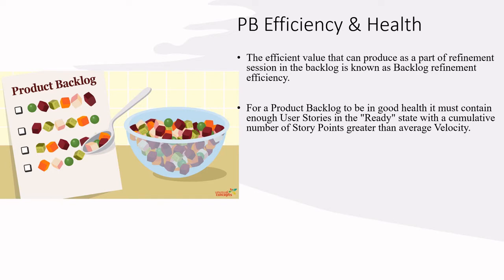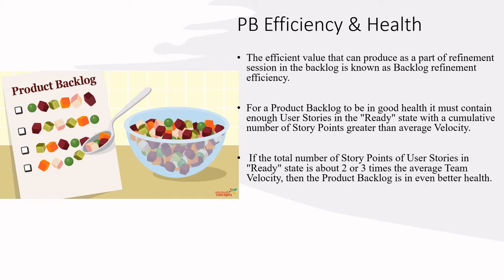For a product backlog to be in good health, it must contain enough user stories in the ready state with a cumulative number of story points greater than average velocity. What does that mean? I will explain these points in a very detailed manner in our next slide. If the total number of story points of user stories in the ready state is about 2 or 3 times the average team velocity, then the product backlog is in even better health.